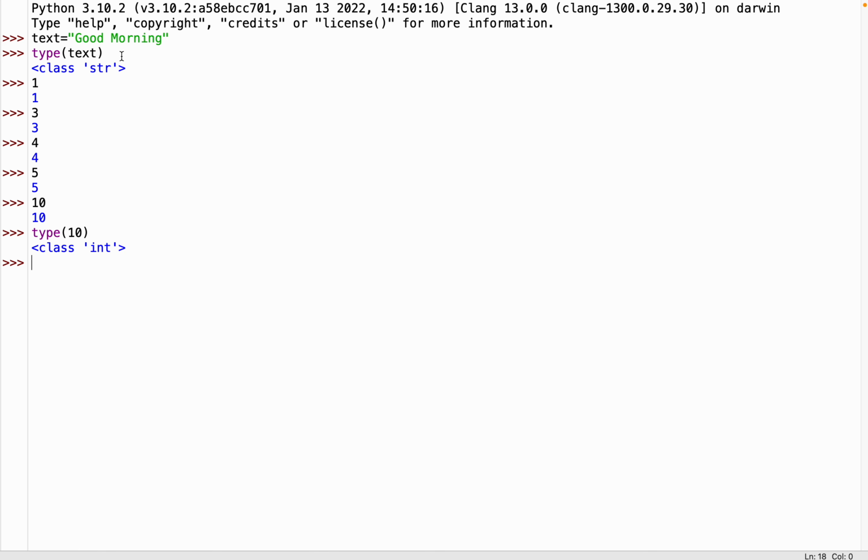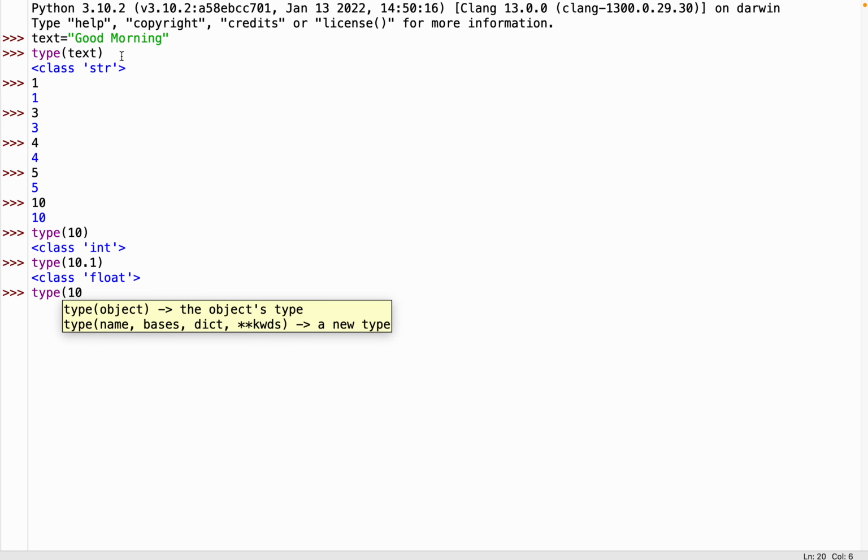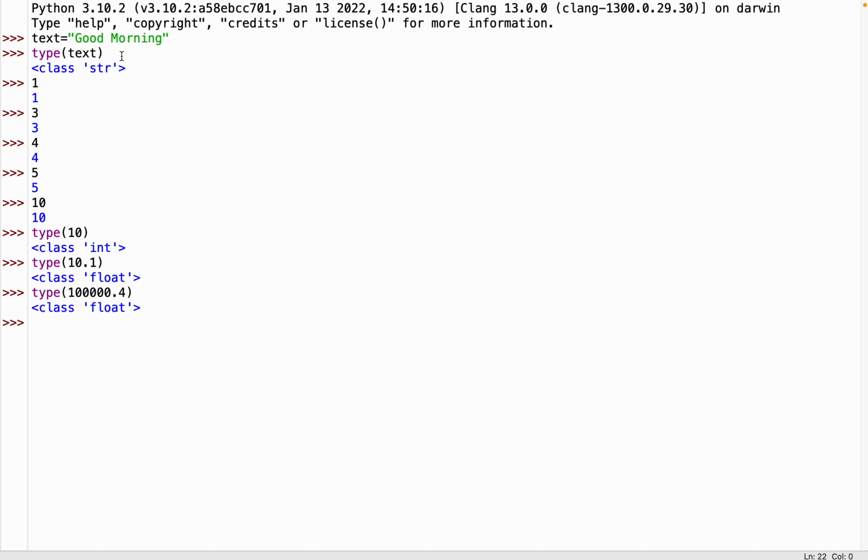And the third data type being discussed is a float. A float also involves numbers, but these numbers have decimal points. For example, 10.1, 10.5, 100.2, it doesn't matter, it just has decimal points. So if we do type 10.1, it will tell us that the class is a float and not an integer. Again, you can do anything with decimal points. So 100,000.4 will still tell you it's a float. So those are the two other data types in Python.